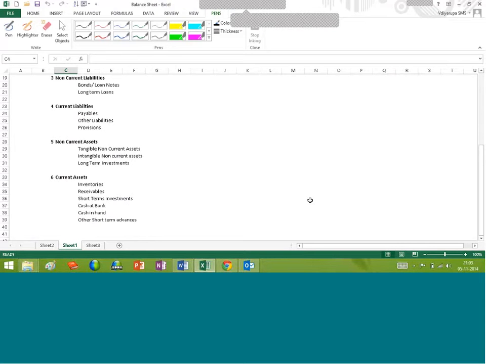If you look at this schedule, under non-current assets we have tangible non-current assets, intangible non-current assets, and long-term investments. We are first going to discuss the concepts of tangible and intangible non-current assets. Let me first discuss the tangibility of a non-current asset.